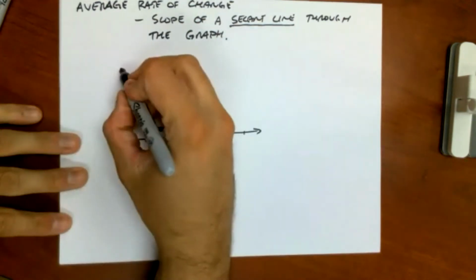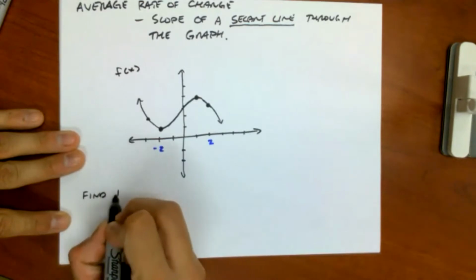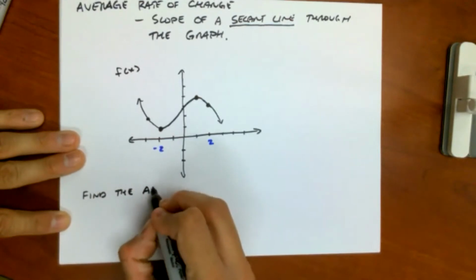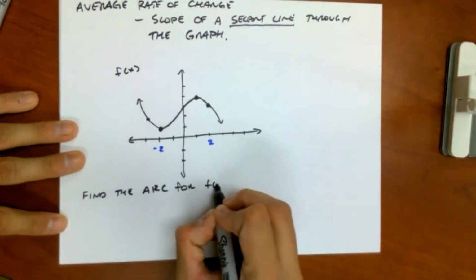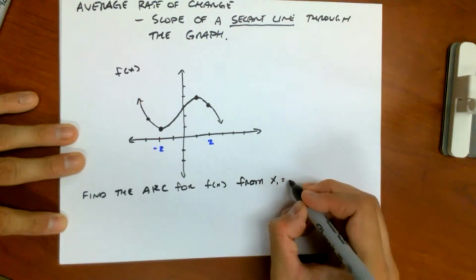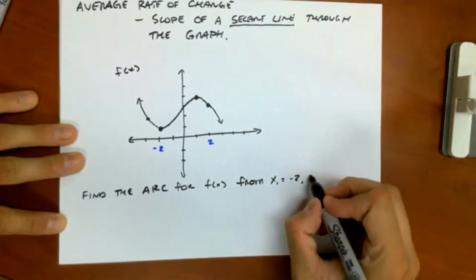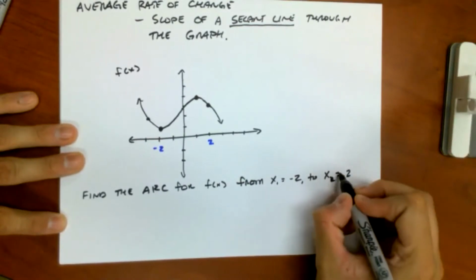Find, we'll call this f of x. Okay? Find. Now I'm going to be a little lazy here. I'm going to call this average rate of change for f of x from x1 equaling -2 to x2 equaling +2.